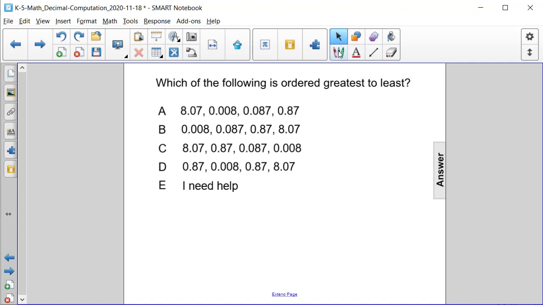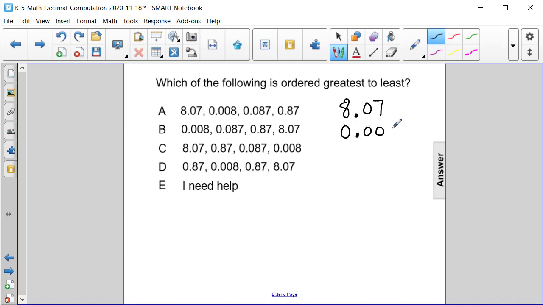So we have 8 and 7/100. Then we have 8 thousandths. Then we have 87 thousandths. And we have 87 hundredths.